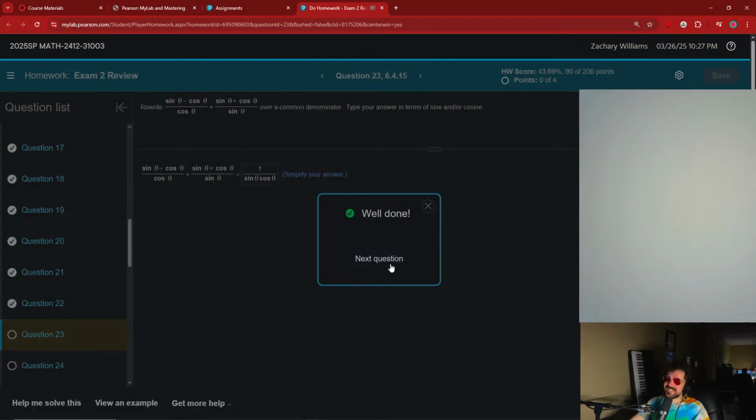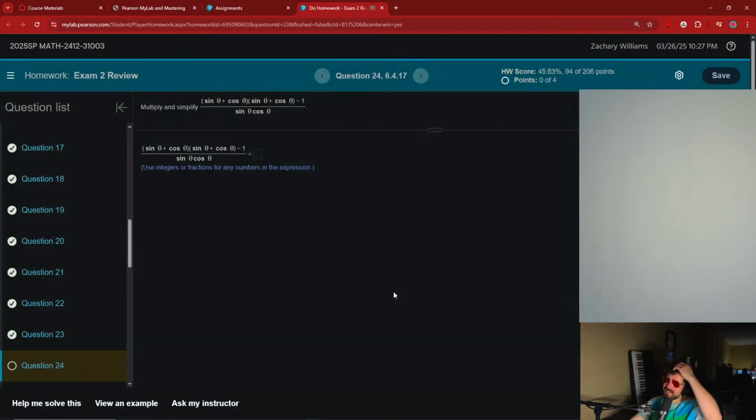Is that the most simplified version? I guess it is, right? Type your answer in terms of sine and cosine. Okay, that's all right, I somehow did that right. That's great. I'm smarter than I think I am, for once in my life. Multiply and simplify.